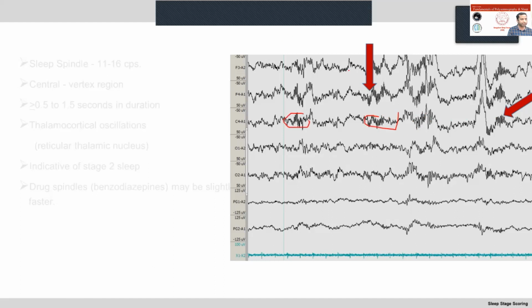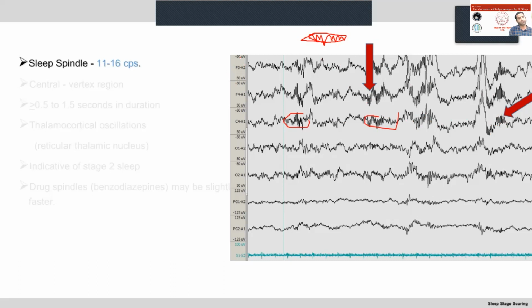The ideal shape of a spindle is like this, a rough diagram. So this is a spindle. It is waxing and waning. You can see the waxing and waning. So what is the duration of spindles? We'll see.